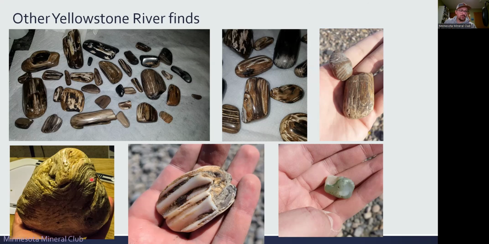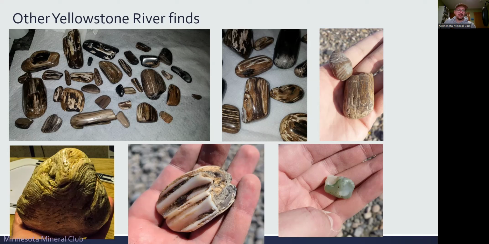You can also find stromatolites. Stromatolites are fossilized algae, so you can see these mounds of algae as they were growing, that then became replaced with these minerals that hold the structure in place. Stromatolite fossils are pretty fun to find.